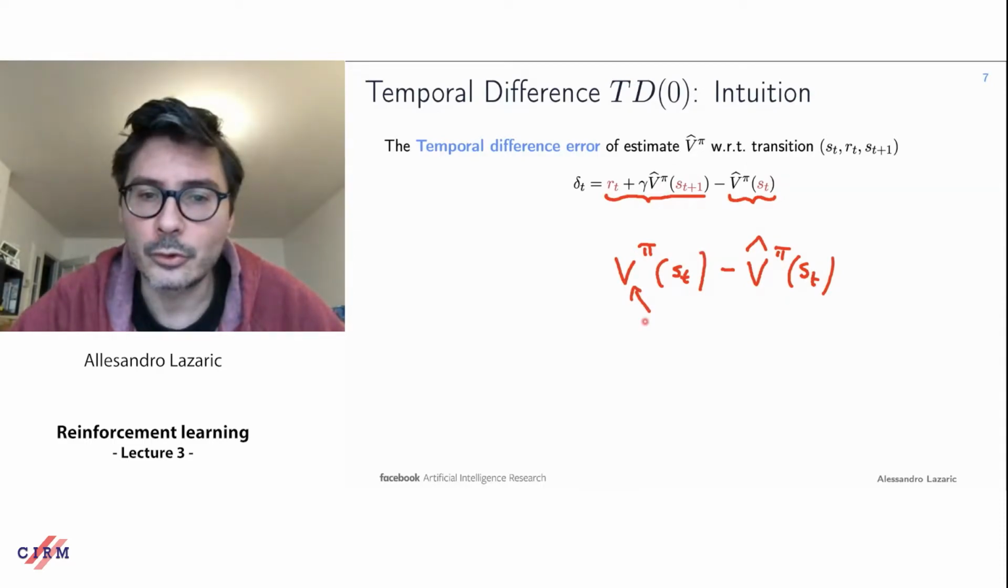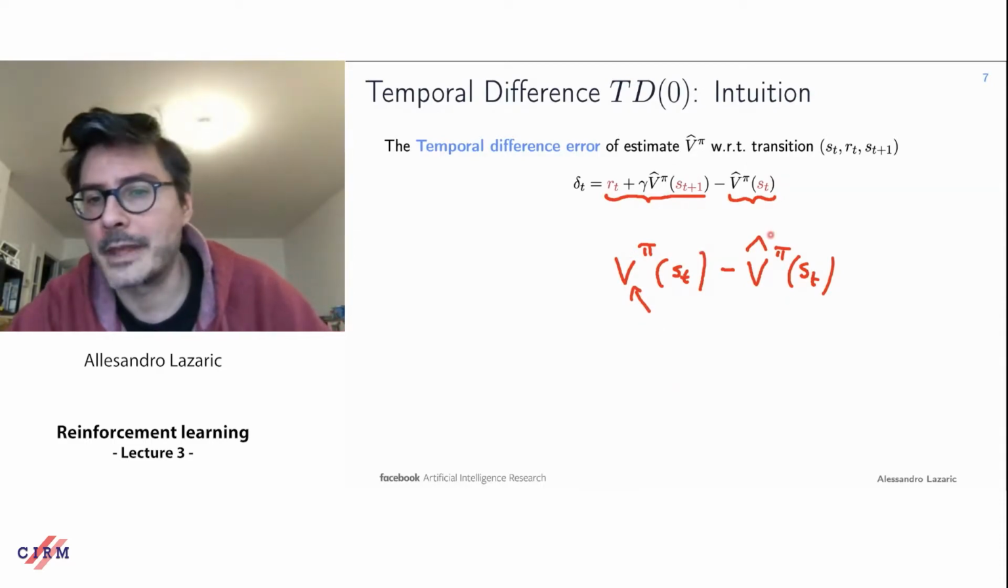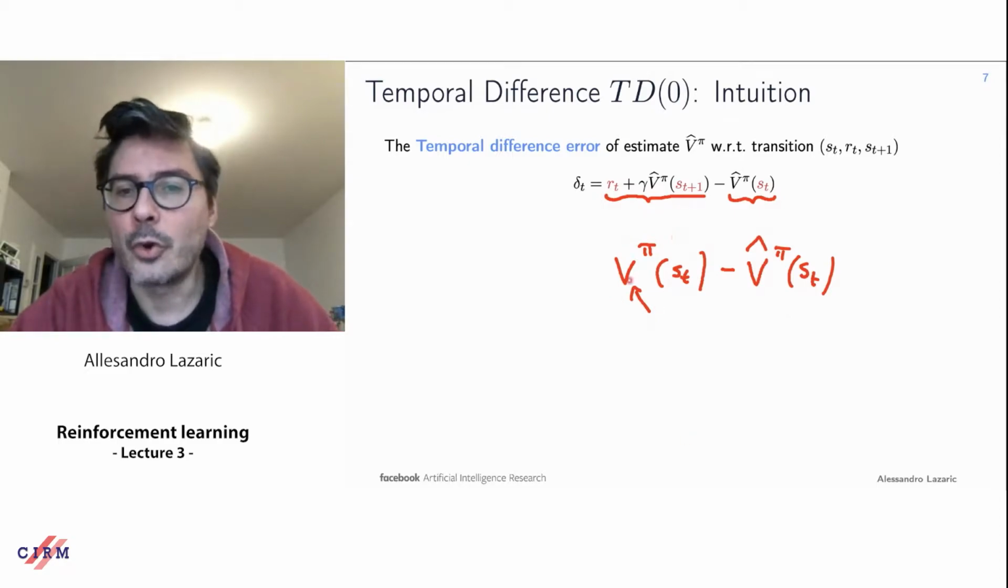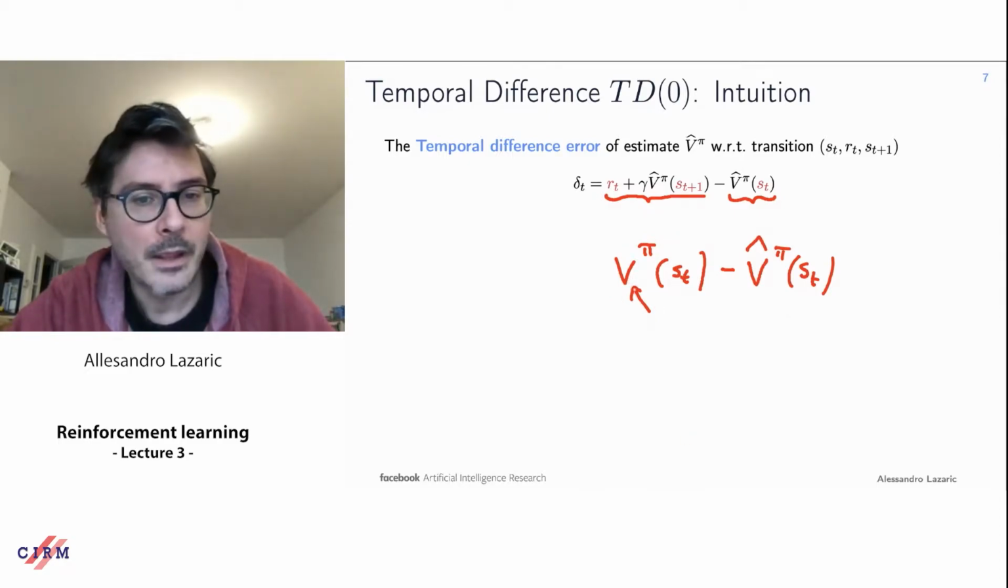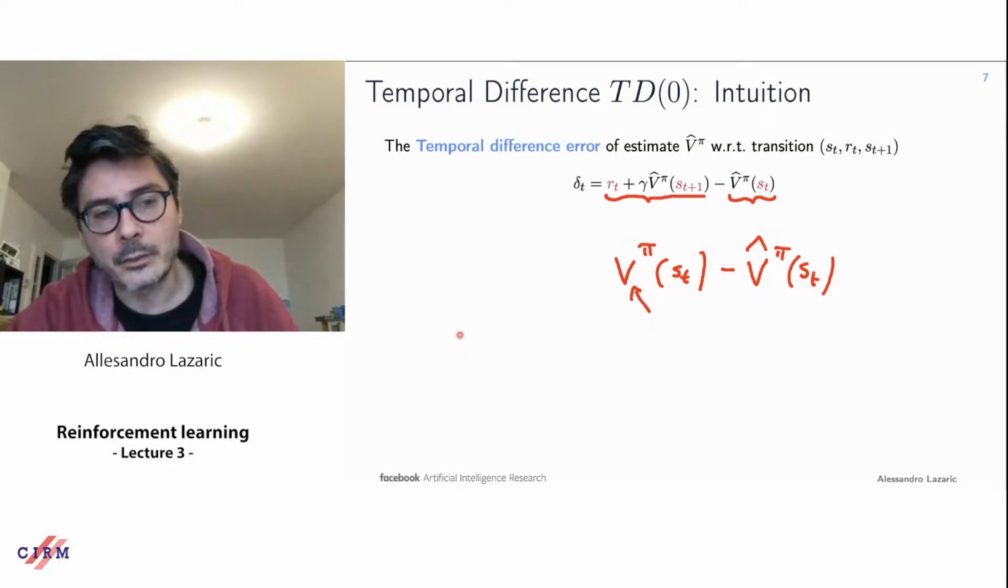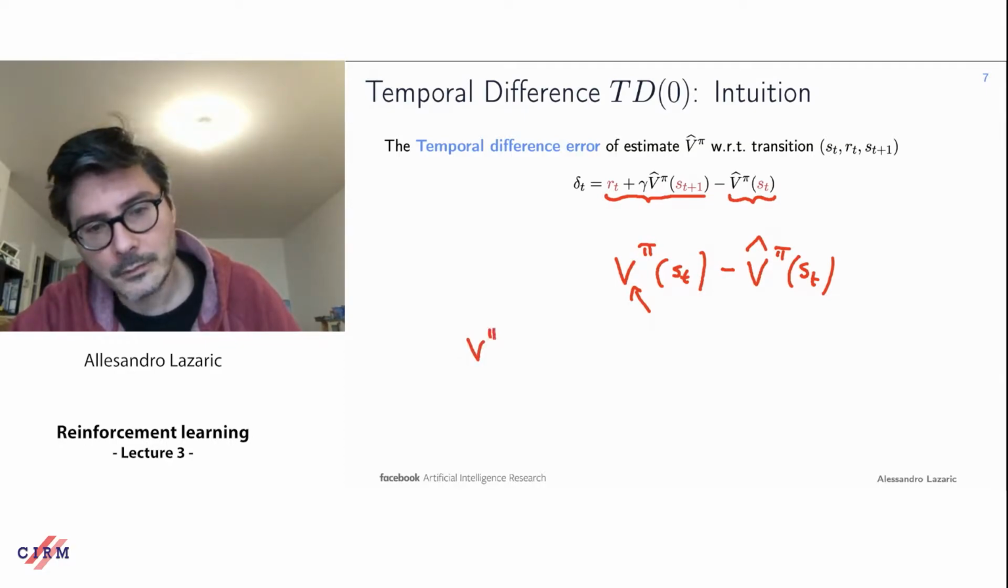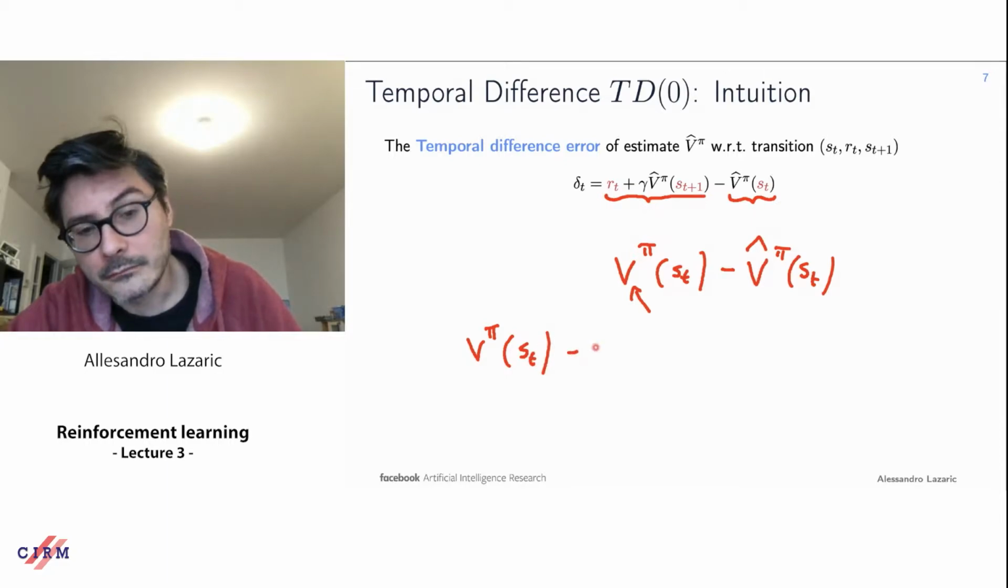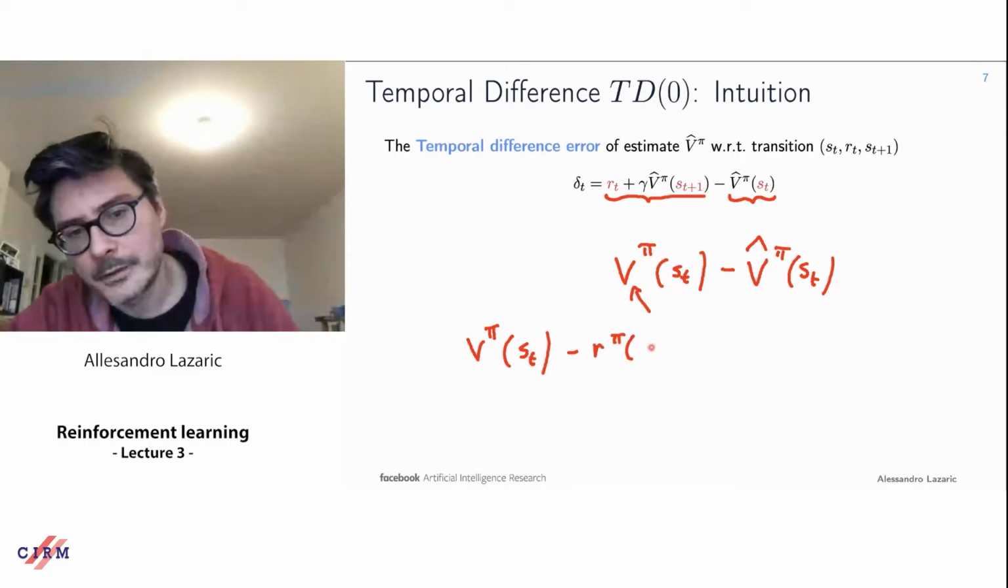But of course, I don't know it. So how am I supposed to measure the error if I don't know what I should be comparing to? And this is where the Bellman equation comes to the rescue. So let me just write the Bellman equation in a very slightly different form.